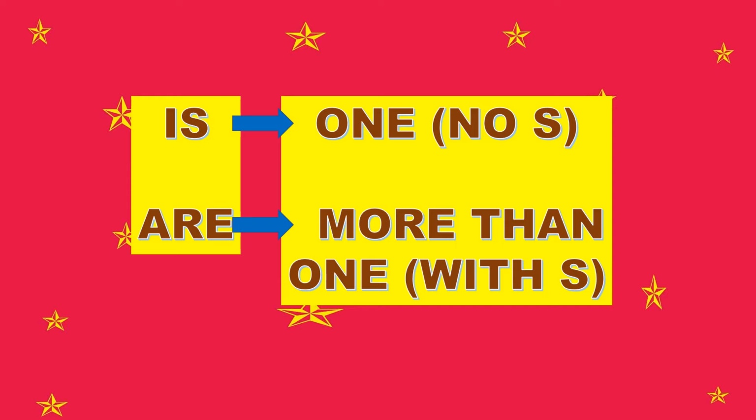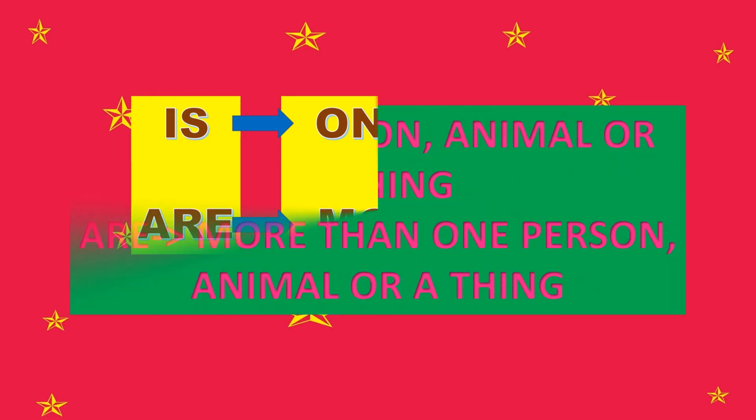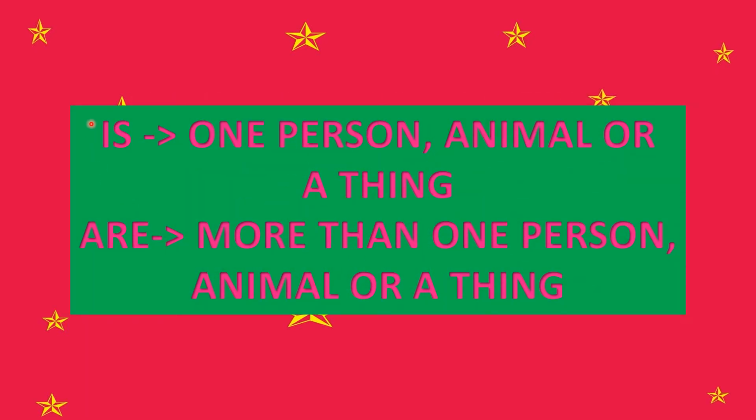Now again, let's go to the next slide. So children, as I told you that "is" is used with one, isn't it? Only one, where no S is there. So look at here.